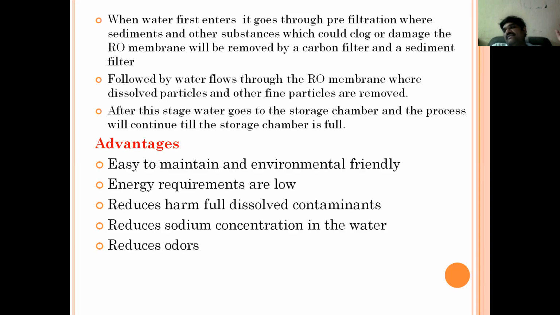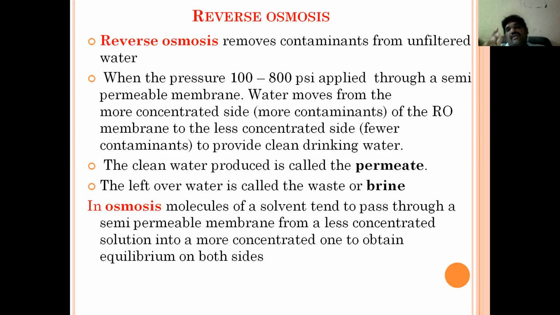What is osmosis? Water is moving from low concentration to high concentration, that is osmosis. Whereas in reverse osmosis, water is moving from high concentration to low concentration. What you should remember is how much pressure is applied. Also remember, the clean water produced is called permeate, and the leftover part is called brine or waste.